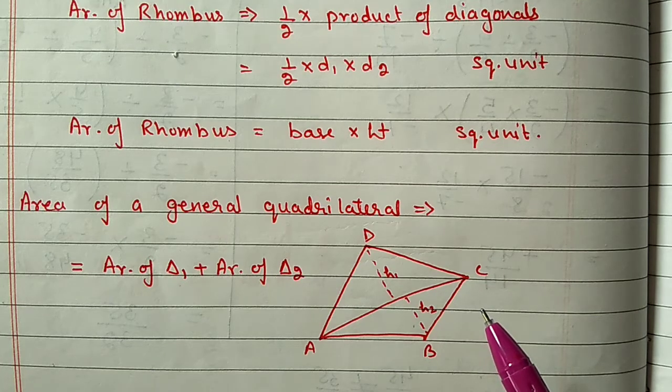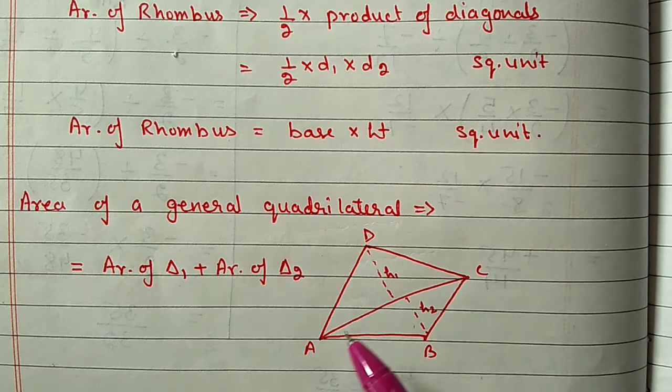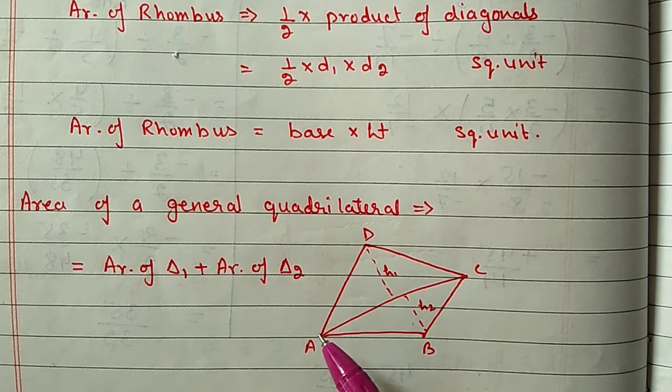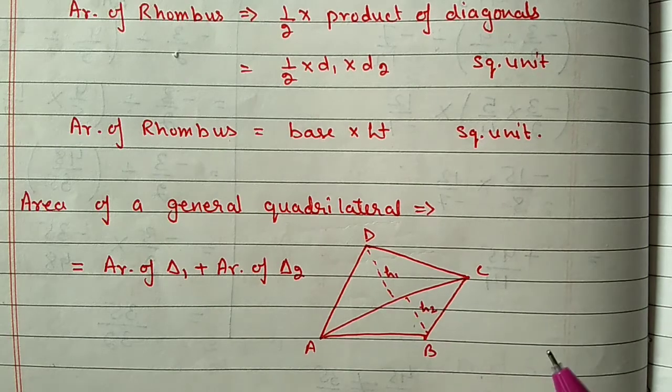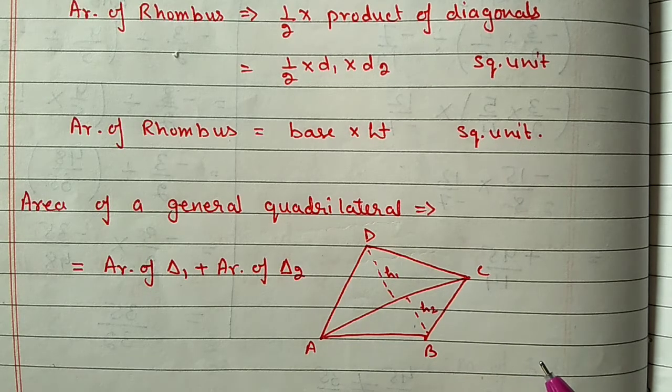For triangle, area formula is half base into height. So for this triangle we can use half base into height, and for this also half base into height. And for polygon we can split the polygon into small figures like triangle, trapezium, and then we can find out the area for the polygon.